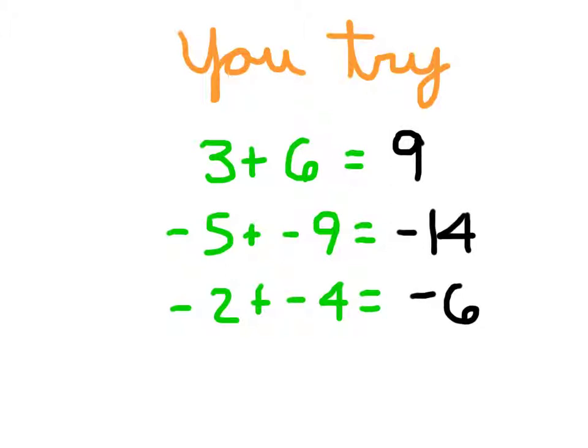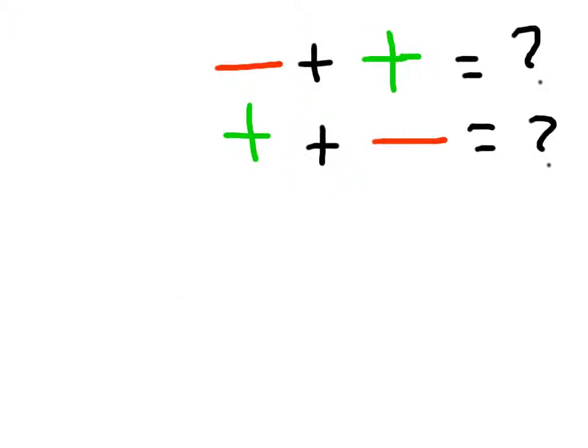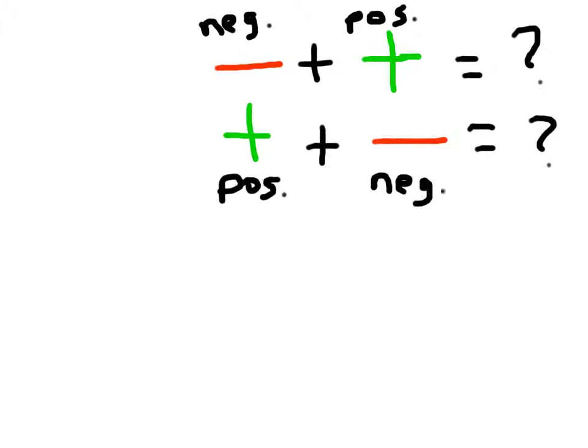Let's take a look at some other types of problems you might see. The two other types of problems you might see is a negative number plus a positive number, or the reverse, where you have a positive number plus a negative number. One reason I put a question mark here is because sometimes when you are adding a negative with a positive, you'll get a negative number, and sometimes you'll get a positive number. I'm going to show you how we know whether it's going to be a negative or a positive.